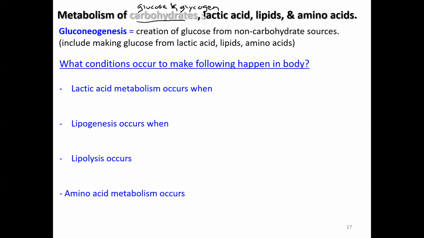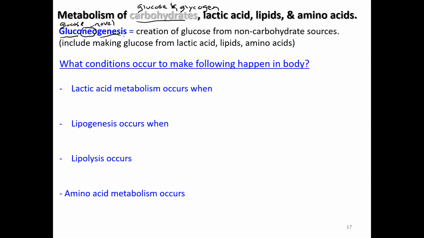You can take lactic acid and make glucose out of it. You can take protein and make glucose out of it. This is the chemistry part, though there won't be any chemical equations for you, but that's called gluco, which means glucose, neo, which means novel or new. And what does genesis mean? Create or make. So it literally means the making of glucose from a novel source, from a non-carbohydrate source.